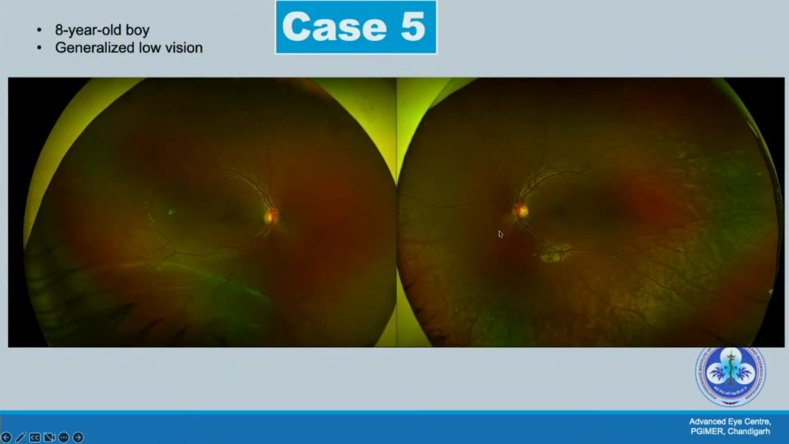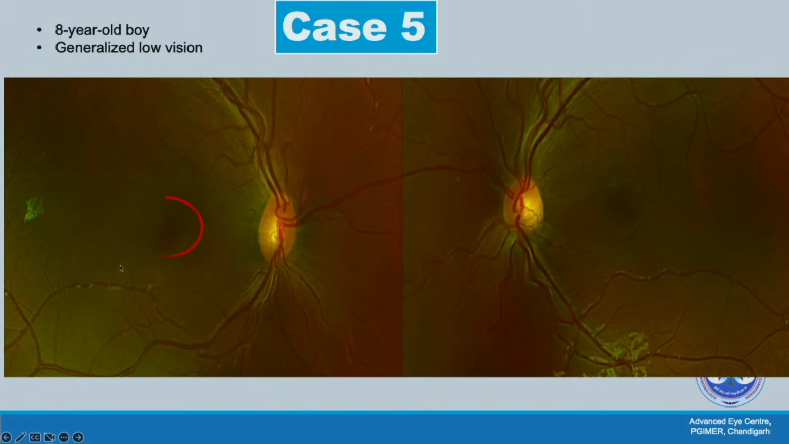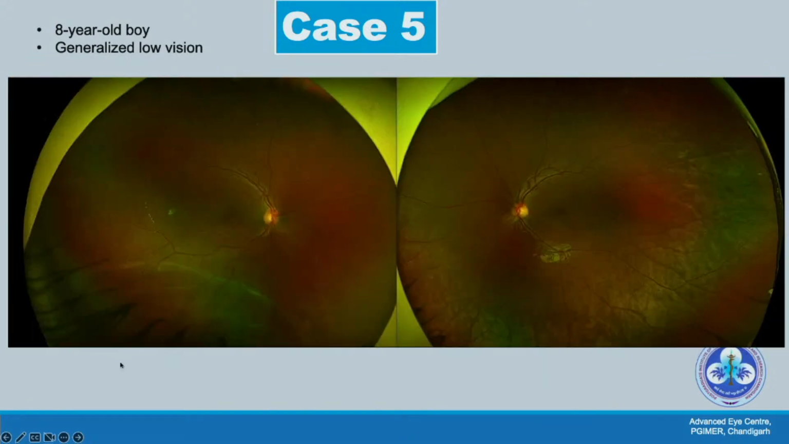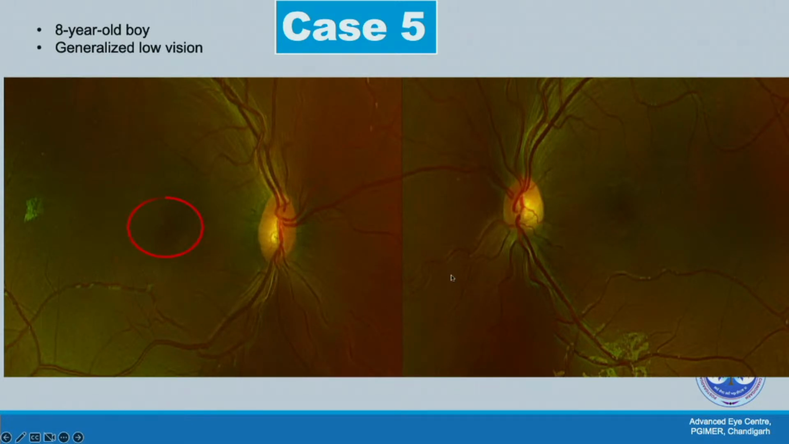Now, just to show you the differentiation between the retinal layers. So this is an 8-year-old boy, generalized low vision. There are no doubts in the diagnosis when you see this large schisis cavity in the periphery, and you see this spoke wheel kind of pattern at the posterior pole. This is a case of X-linked retinoschisis.